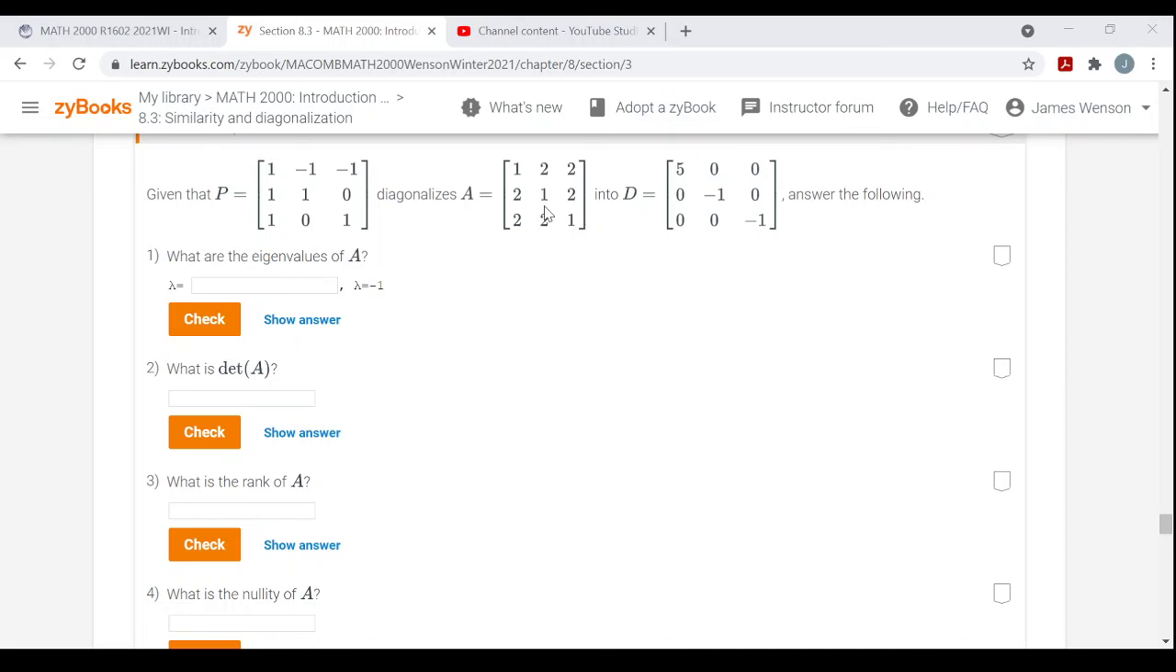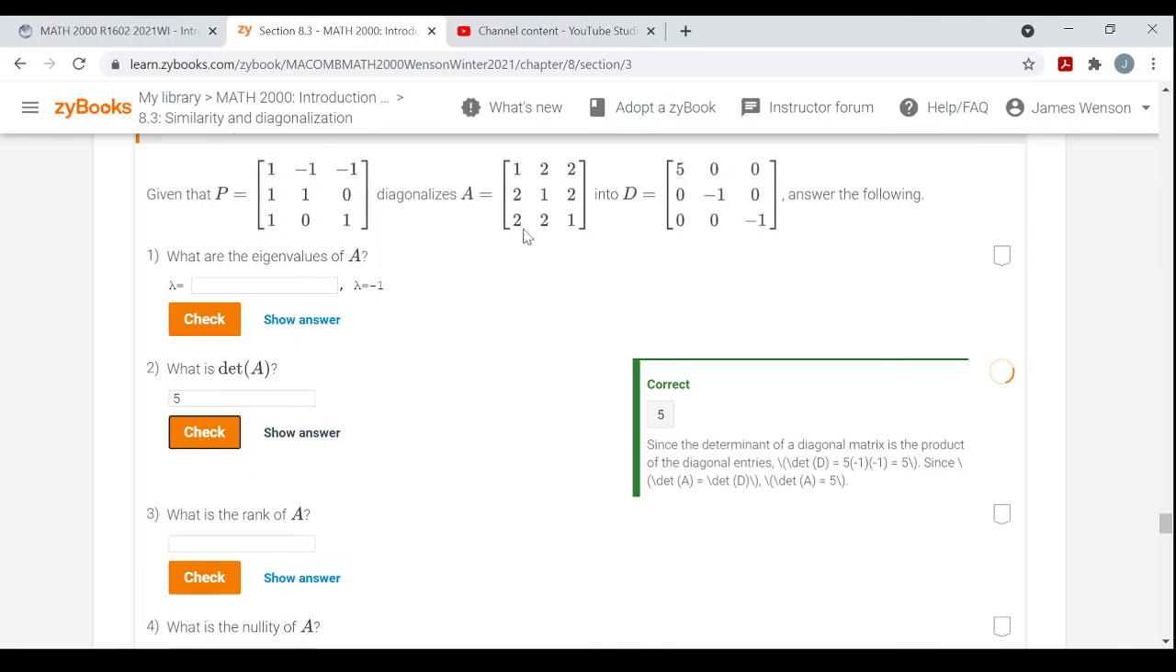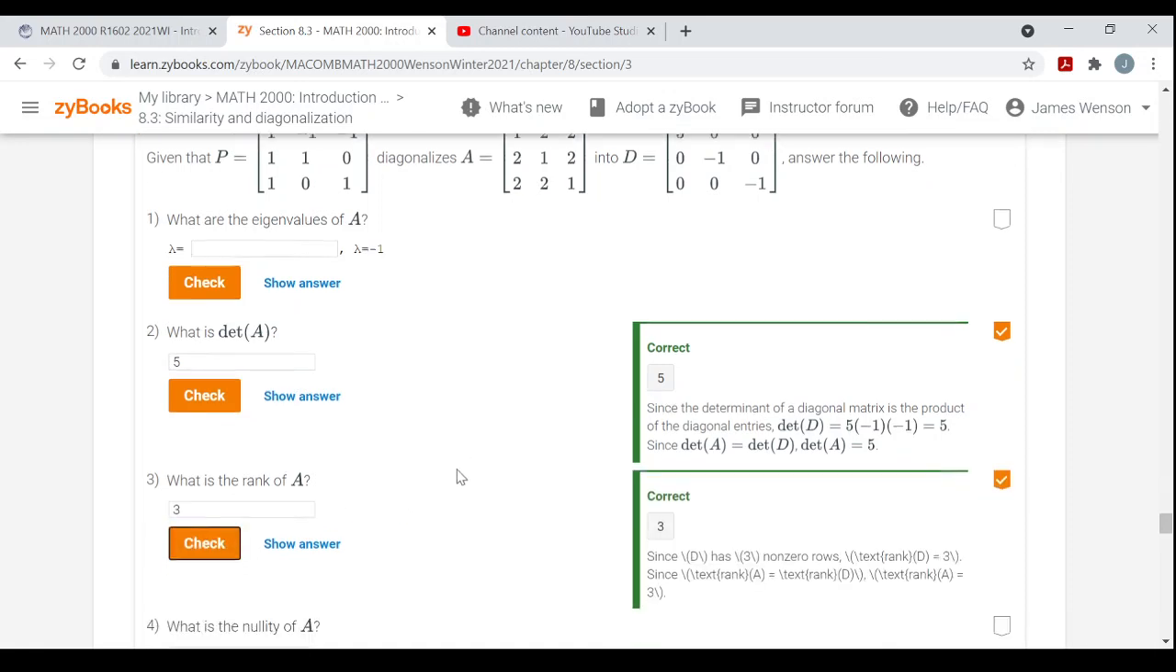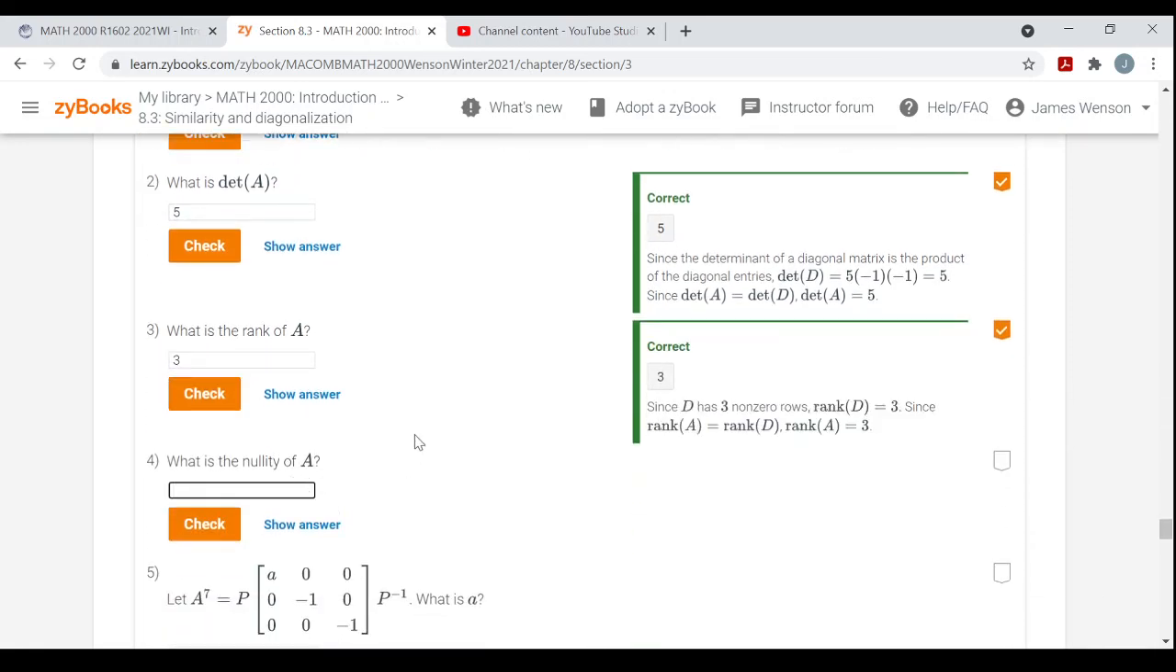Also, remember that two similar matrices have the same determinant. So the determinant of A should be the same as the determinant of D because they're similar. And the determinant of a diagonal matrix is just the product of the diagonal entries. So positive 5, right? What would be the rank of A? It should be the same as the rank of D. There are 3 independent column vectors in D, so their ranks are both 3. And if their ranks are both 3, their nullities are both 0. Remember, rank plus nullity equals the number of columns.